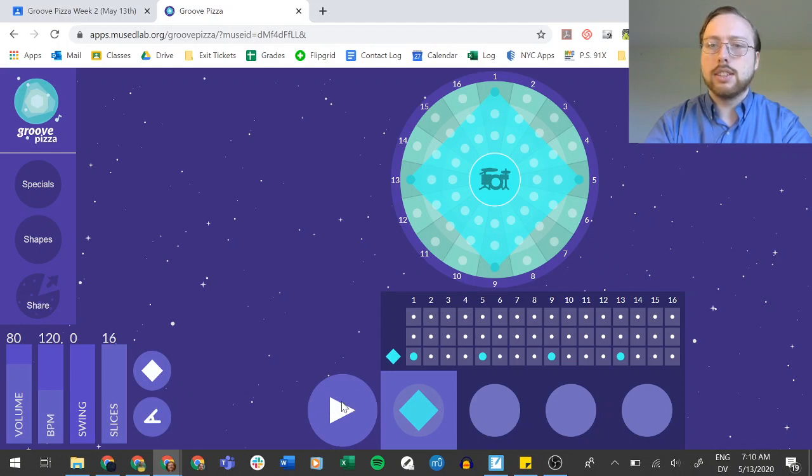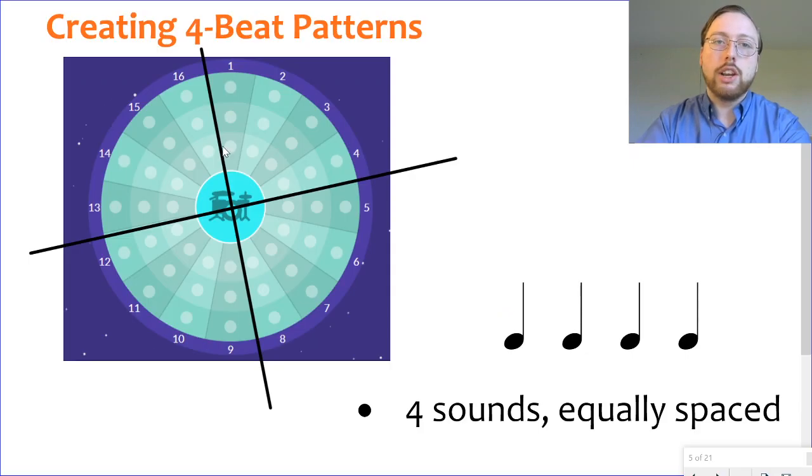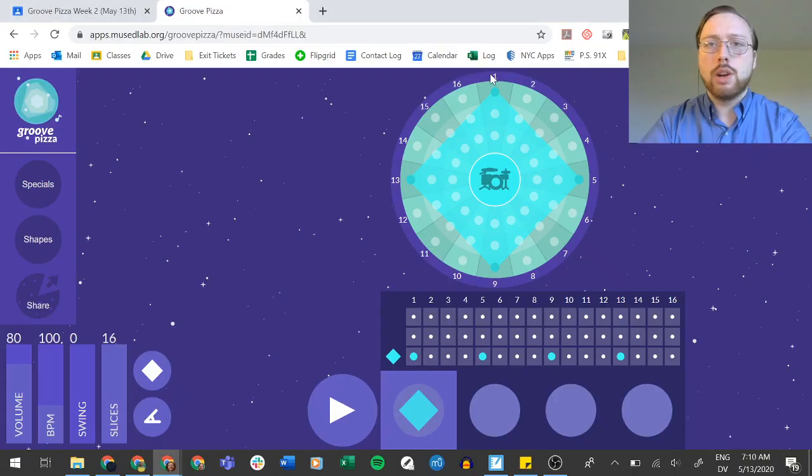So let's hear what it sounds like. Let's slow down a little bit. Hear better. So it sounds like ta, ta, ta, ta. So it matches. Notice that I put each of these sounds at the beginning of their quadrants. If we go back and look at our quadrants, 1, 5, 9, 13, those are the first sounds in these quadrants. That's where I put them.